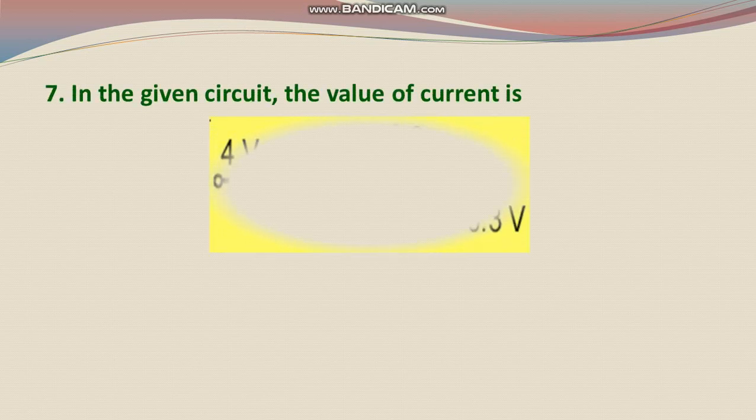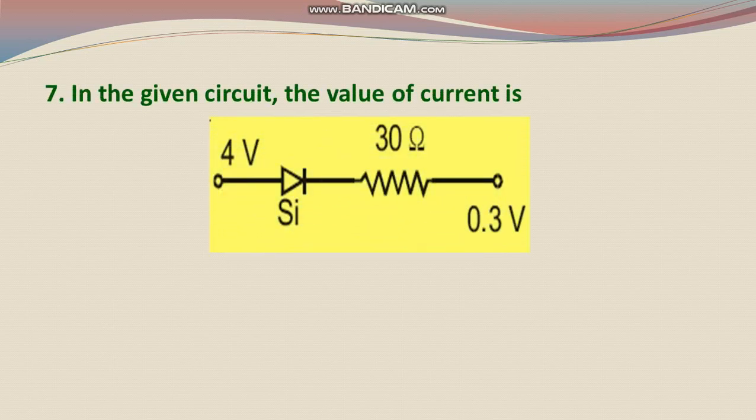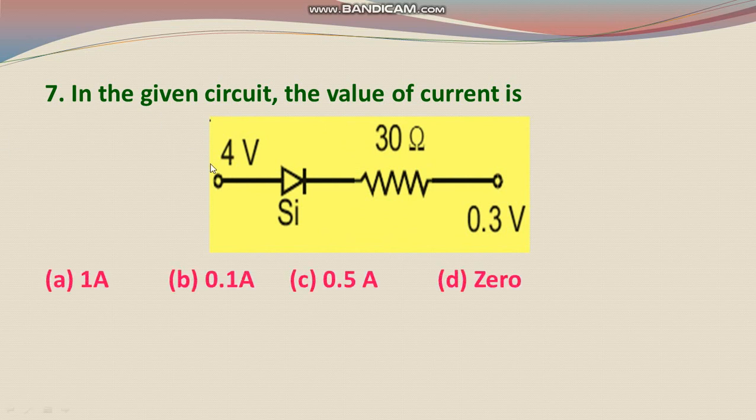Question number 7. In the circuit, the value of current is. Yes, current they are asking. This side 4 volt and this side 0.3 volt, but in between silicon is also there. The potential drop across this diode is what? For silicon it is 0.7 volt. Necessary to keep in mind.